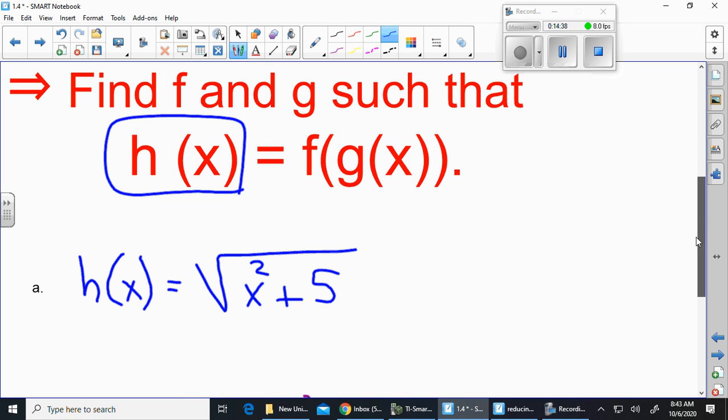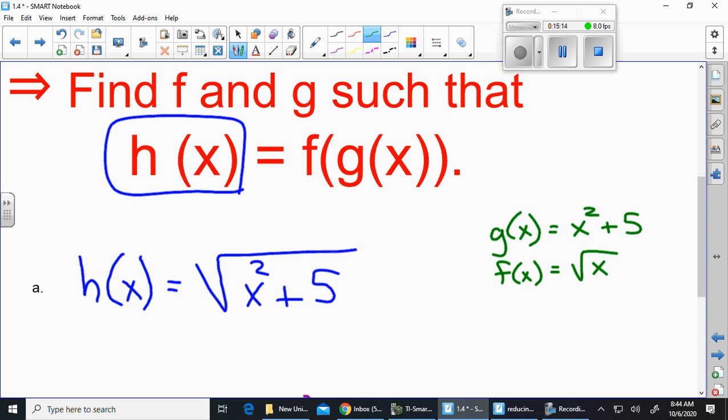So if I look at this first one, h of x is the square root of x squared plus 5. How could you have gotten that function? You plugged g into f and you got that. So the answers vary. After you see a couple, you'll see it. I could have said g was x squared plus 5, and f was the square root of x. If I plug g into f, that would have given me that function.